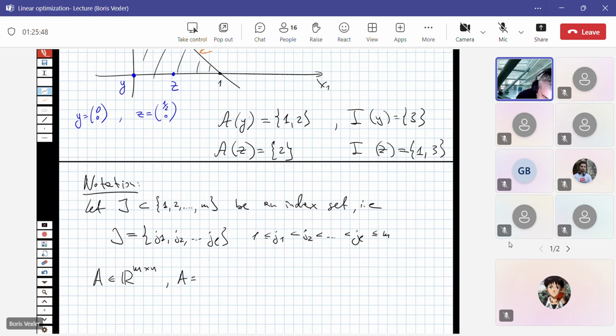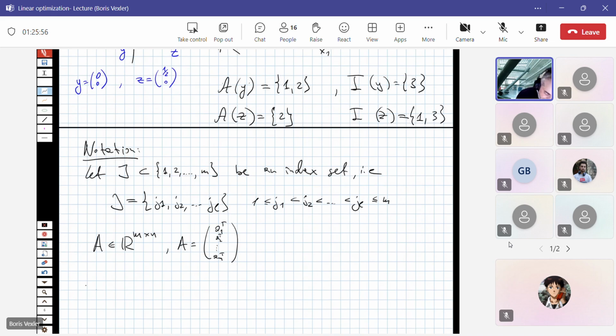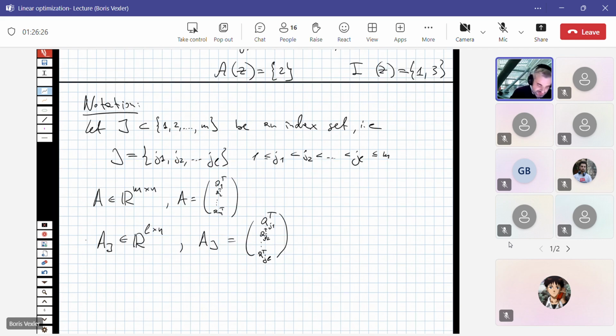Then our matrix A was a matrix in R M times N. The matrix A was a matrix A1 transposed, A2 transposed, up to AM transposed. And now the matrix A with index capital J will be the matrix with only L rows. This matrix AJ takes the rows AJ1, AJ2, up to AJL.